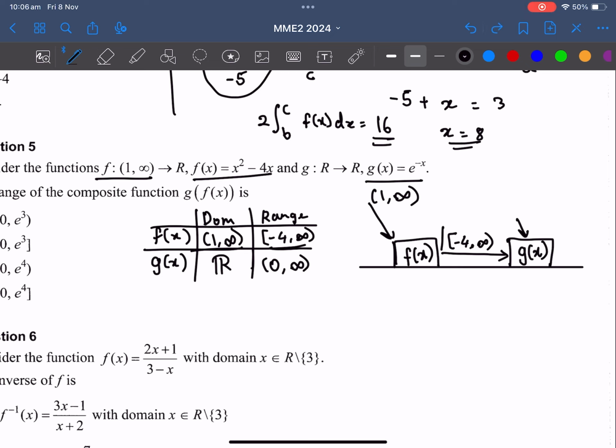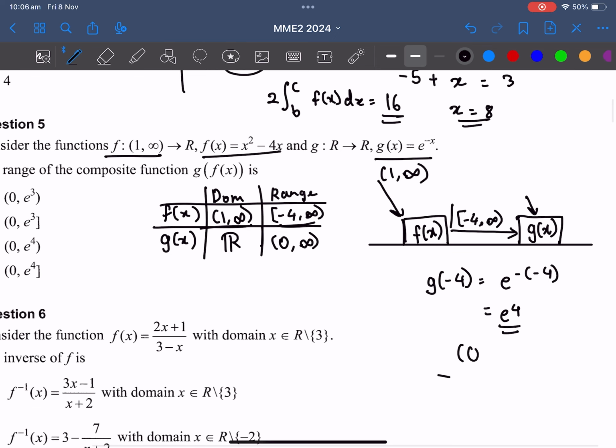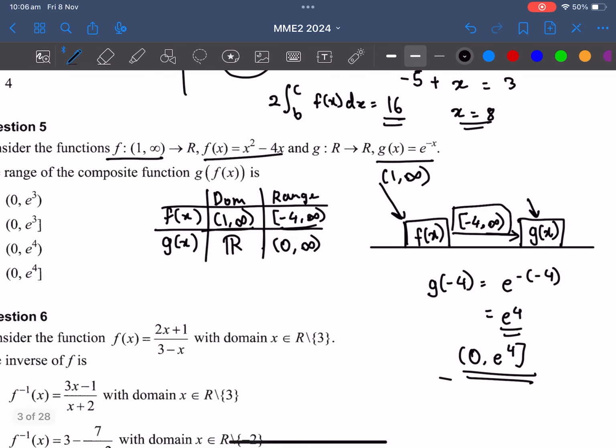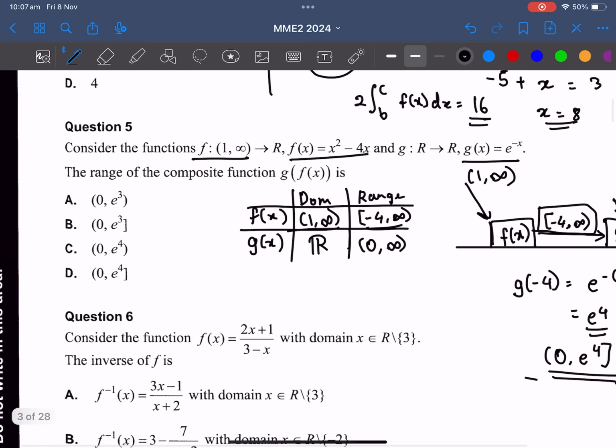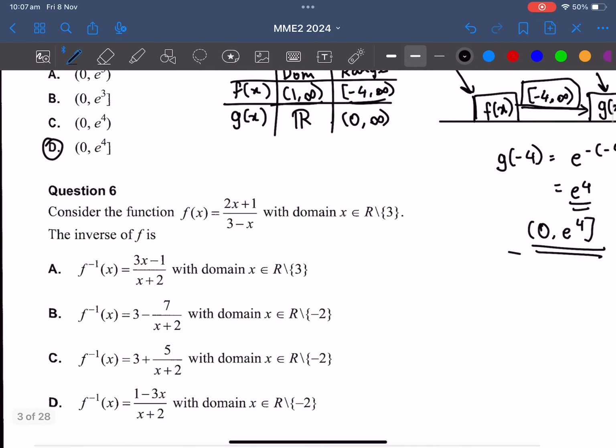Well, that is going to be pretty simple. We just substitute g of minus 4, which is e to the power of negative 4, which is e to the power of 4. So our range is simply going to be 0 to e to the power of 4, right? Like that. And of course it's going to be included because, well, negative 4 is included, so D. Okay. Hopefully that made sense.